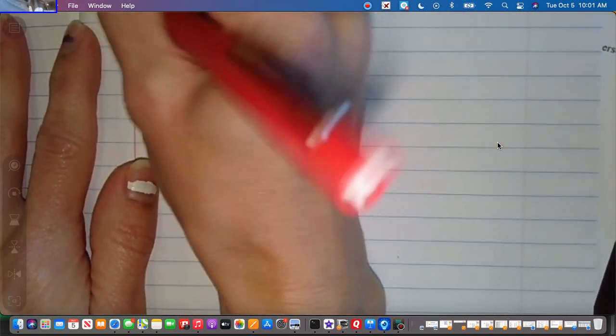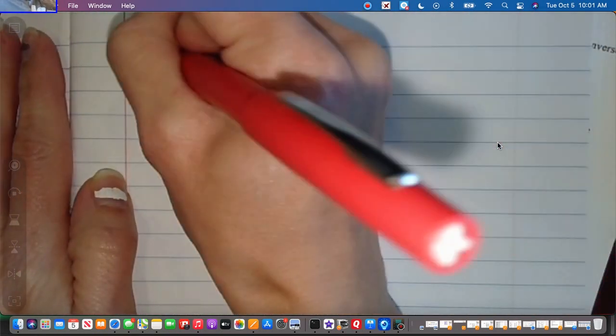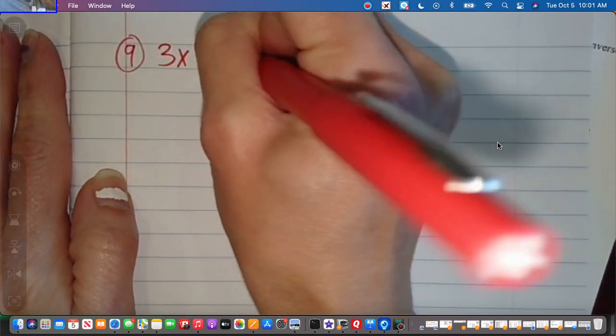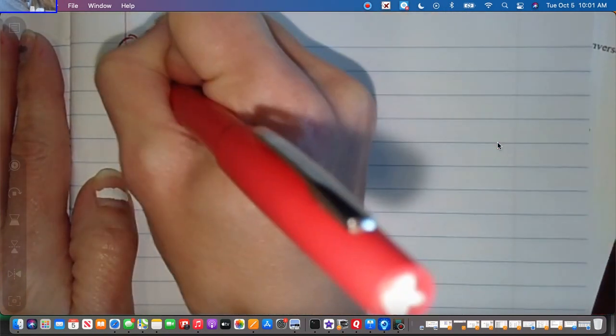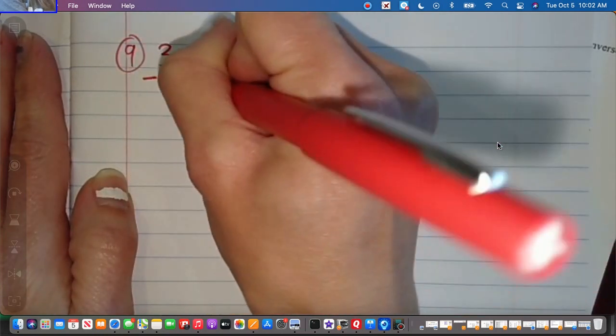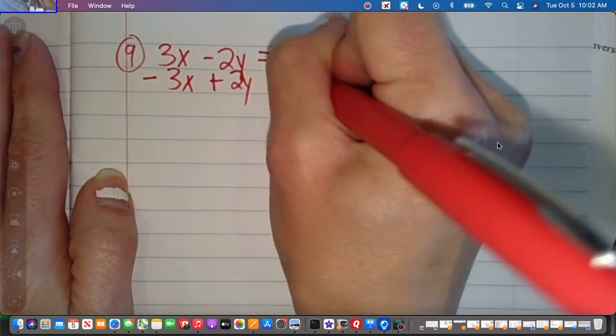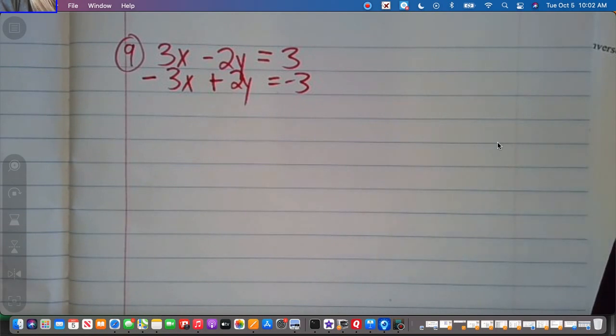Number 9. Can I see that? Let me write it out. We're adding, or you said? Yeah, because they're different signs. Is it because the first two ones are different signs? It's okay. No.